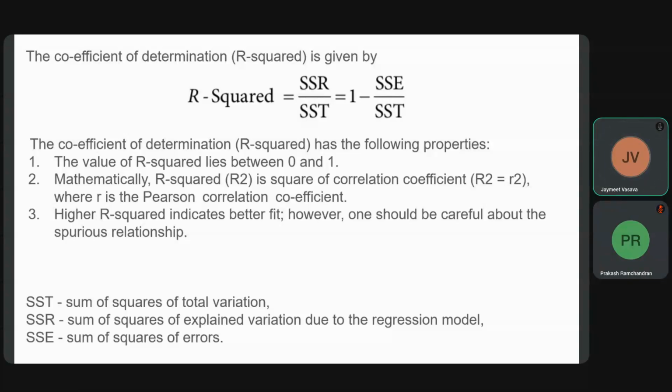The coefficient of determination, or the R squared test, has the following properties. The value of R squared lies between 0 and 1. Mathematically, R squared is the square of the correlation coefficient, where R is the Pearson correlation coefficient. Now, a higher R squared indicates a better fit. However, one should be careful about spurious relationships.